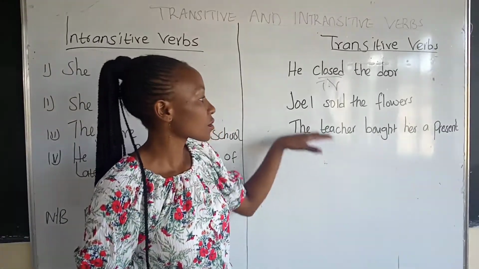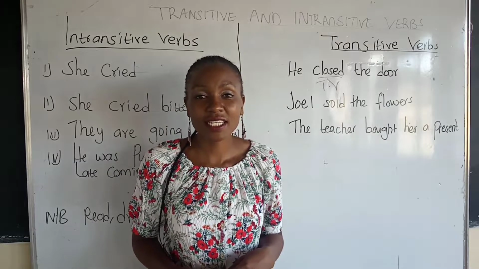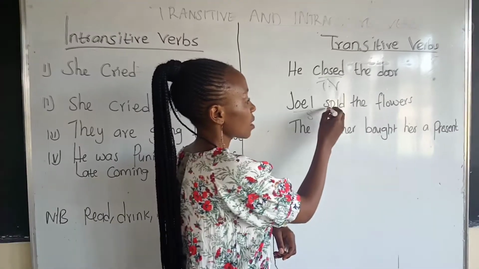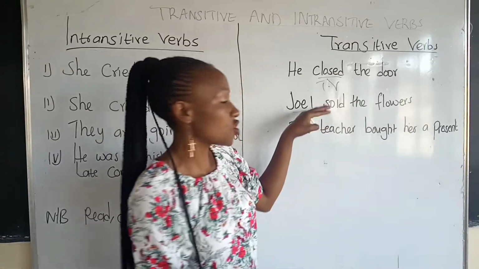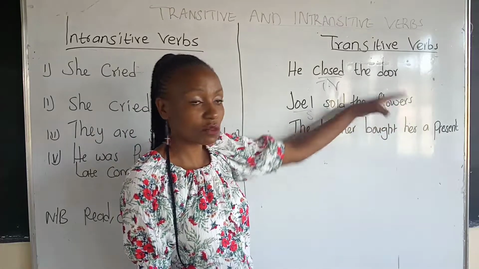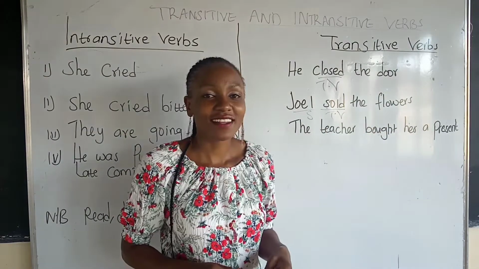Two, Joel sold the flowers. Joel sold the flowers. We have again the subject, the verb. Joel sold what? Flowers. So because it has an object, then it is a transitive verb, or the verb has been used transitively.